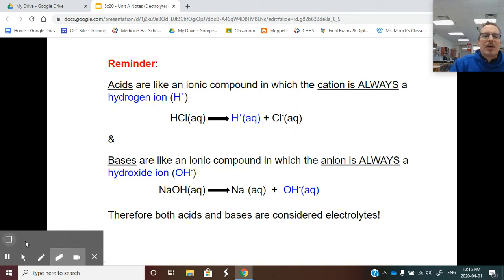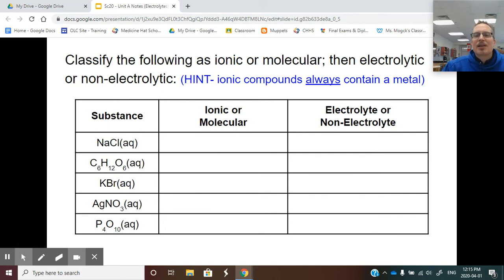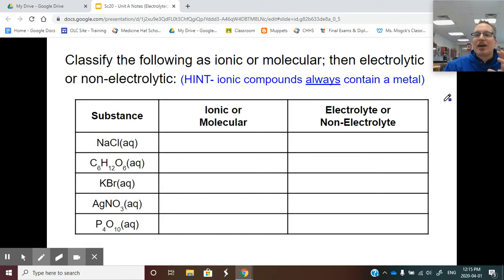So here's what I would like us to try. I would like us as a group to try naming these 6 as ionic or molecular and figuring out, are they electrolytes or non-electrolytes? I'm going to do the first six for you, and then I'm going to flip a page. There's going to be 6 more, and I'm going to have you pause the video and try those. I want to remind us before we start that ionic compounds always contain a metal. That's how we tell them apart between ionic and molecular. If there's a metal, it's an ionic compound.